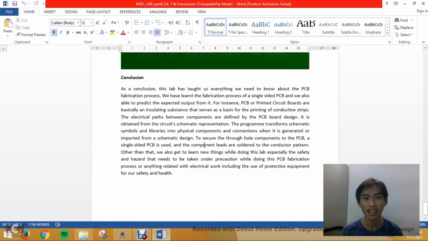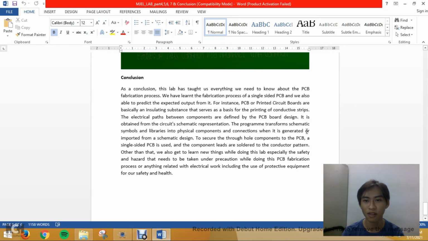So as a conclusion, this lab has taught us everything that we need to know about the PCB fabrication process. We have learned the fabrication process of a single-sided PCB, and we are also able to predict the expected output from it. For instance, a PCB is basically an insulating substance that serves as a basis for the printing of conductive stripes. The electrical path between components is defined by the PCB board design. It is obtained from the circuit schematic representation.